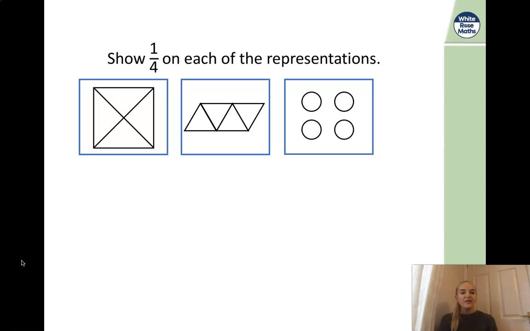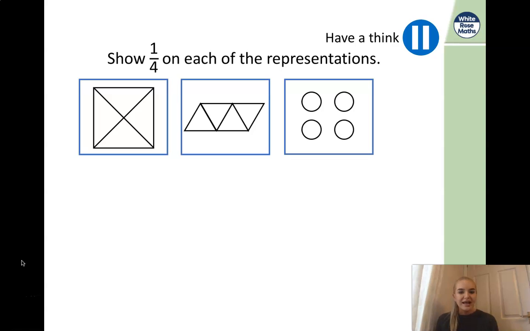So I have got 3 different pictures here. Now we want to show 1/4, 1 out of the 4 shapes, on each of the representations. Can you pause the video, draw these shapes down on a piece of paper, exactly how they are shown on my screen, and can you have a go at just shading in 1/4 of each of the representations? When you've done that, come back to the video and we'll have a look at what I've got.